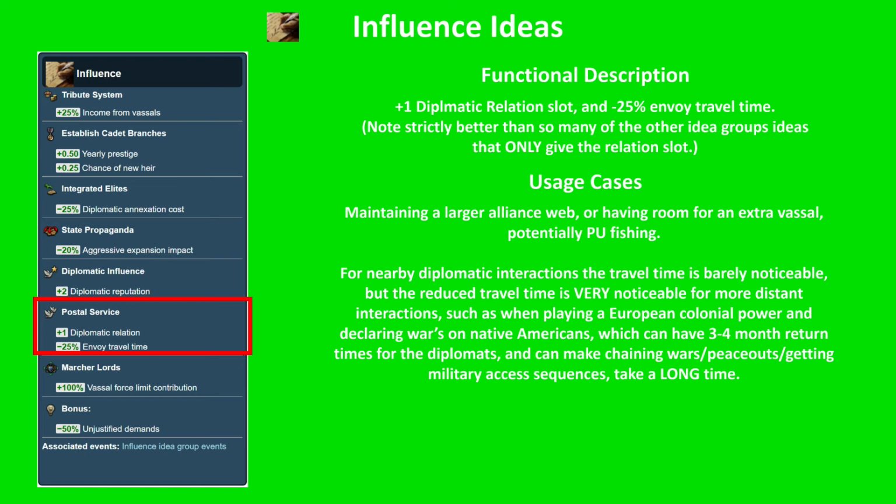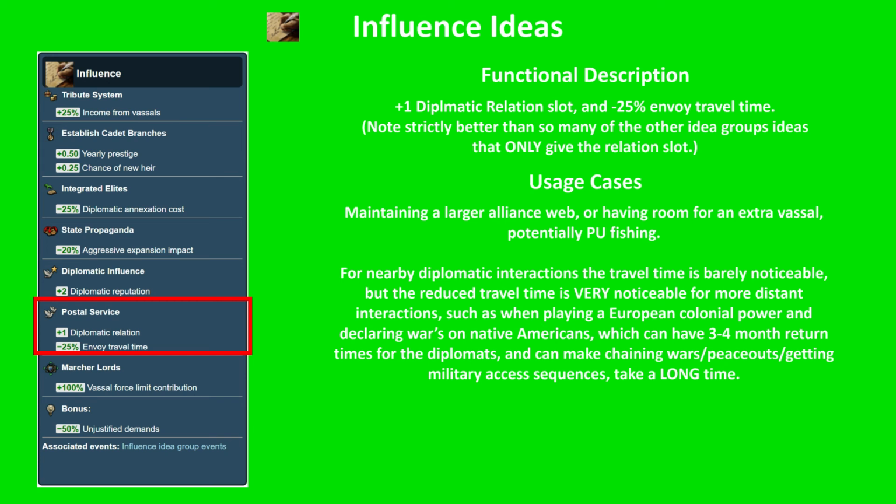Note that this is strictly better than so many of the other idea group ideas that only give you a relationship slot. This gives you the relationship slot and something else as well. How do you best use it? Well, you best use it for maintaining a large alliance web or having room for an extra subject, or use the relationship slot for a royal marriage for going PU fishing. How do you use the travel time?